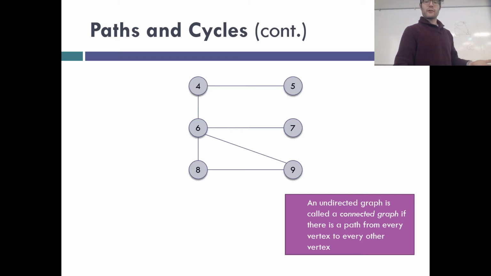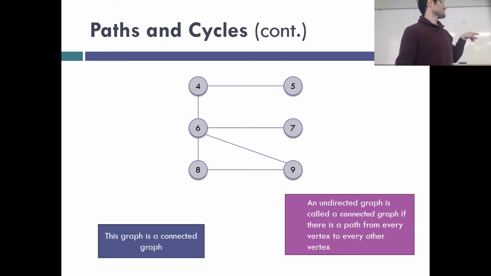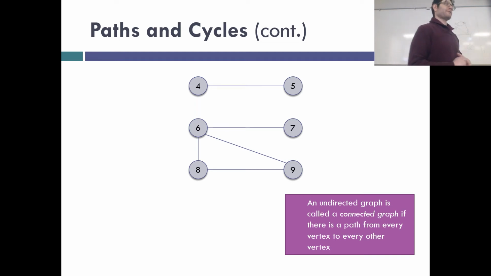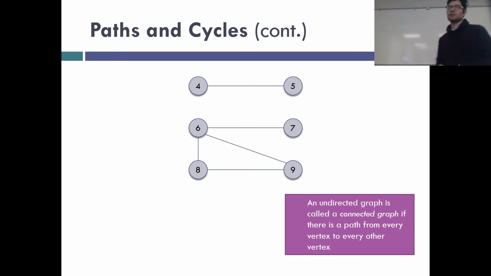This is a connected graph. But if we remove the edge 4 to 6, this will be an unconnected graph. Okay? Think of it like maybe these islands of Hawaii, right? Where basically you can drive between all the places you want on an island, but you can't really drive from one island to another island, right?